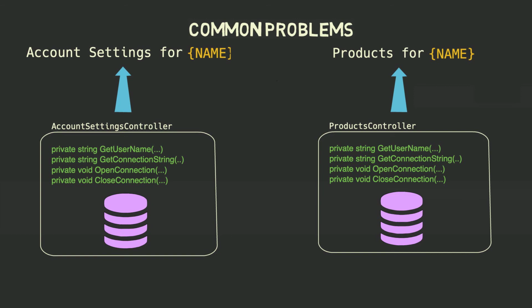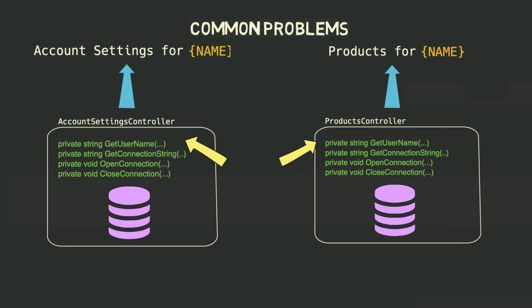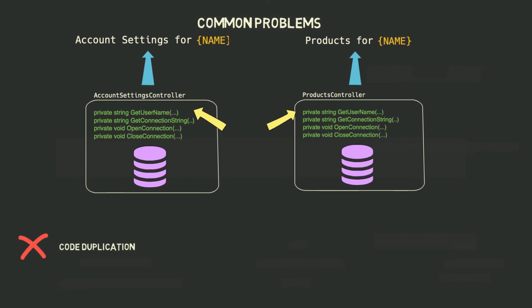The first problem is that both the account settings controller and the products controller implement their own private get username methods to retrieve the user's first name. This is code duplication and violates a programming principle called don't repeat yourself, or DRY. Code duplication is bad because it makes our application more difficult to change and increases the time and effort necessary to maintain the code base.